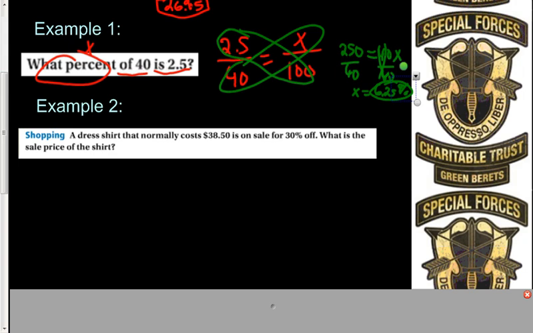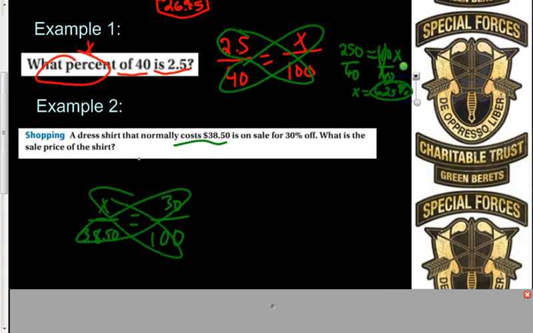So if I know 30%, so I've got is over of equals percent over 100. My percent is 30, that's for the sale, out of 100. Is over of, so 3850, that would be the of. So that's the tricky part. That's the whole. It's got to be on the bottom, 3850. So we're trying to find what part of that would be on sale, or what part of that would be taken off, I suppose. So we got 100x equals 30 times 38.5, or 3850.